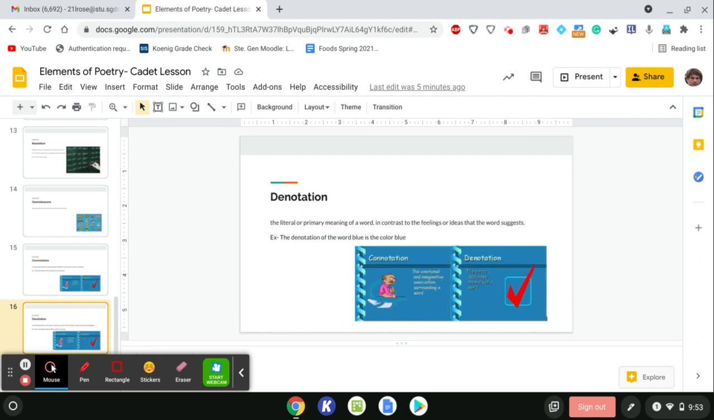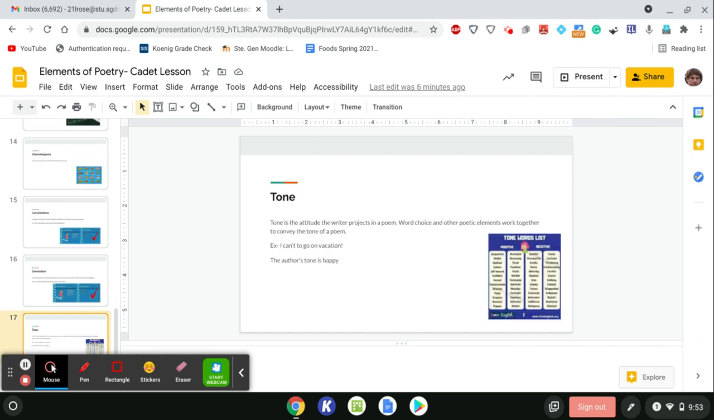A denotation is the literal or primary meaning of a word in contrast to the feelings or ideas that the word suggests. The denotation of the word blue is the color blue. Tone. Tone is the attitude the writer projects in a poem. Word choice and other poetic elements work together to convey the tone of a poem. An example is, I can't wait to go on vacation, and the author's tone would be happy.